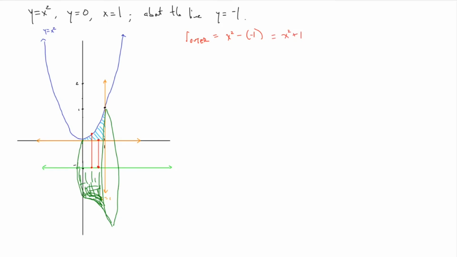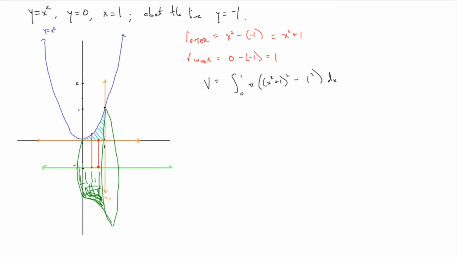Similarly, the inner radius is this second red line segment that I've drawn here, and it's the distance from the line y equals -1 to the x-axis. At the x-axis, the y value is 0, and at the line y equals -1, the y value is, of course, -1. And so the inner radius is 0 minus -1, or just 1, the distance from the x-axis to the line y equals -1.